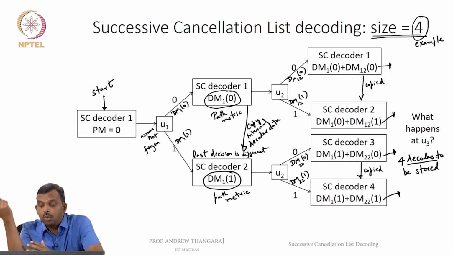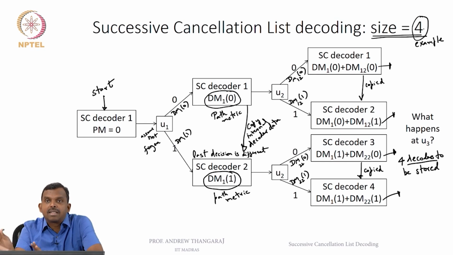So, what do we do at u3? What happens in the next step? We kept making 2 decisions for every decision. Now, in u3 also, if you make 2 decisions, in each decoder you will have 2 paths, and that becomes 8 paths. But I want only a size of 4, I do not want 8 paths. So, what you do at that point is you prune away 4 paths. You do not go to 8 paths, you throw away the 4 least reliable paths, or the 4 paths which have the higher penalty. So that you go back to the 4.